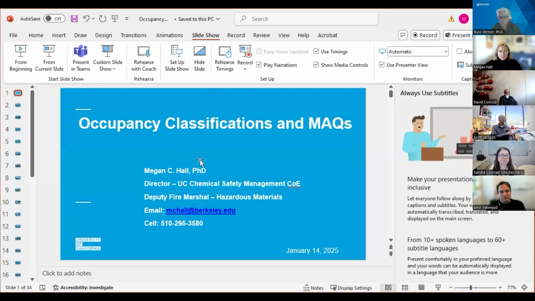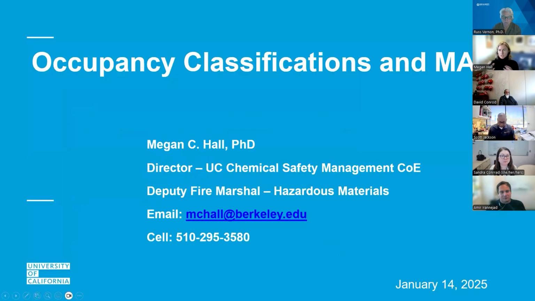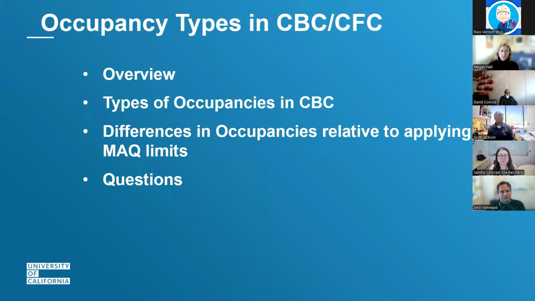A month or two ago, I shared a table that compares the differences in occupancies and how the MAQs are impacted. So what I wanted to do is walk through what that means on a really broad level so that everybody's on the same page.